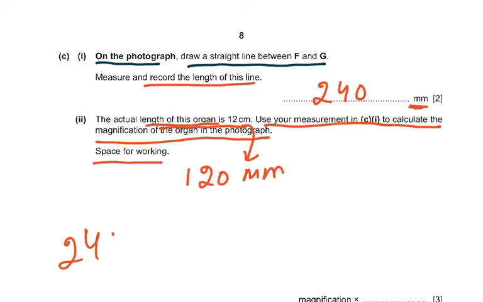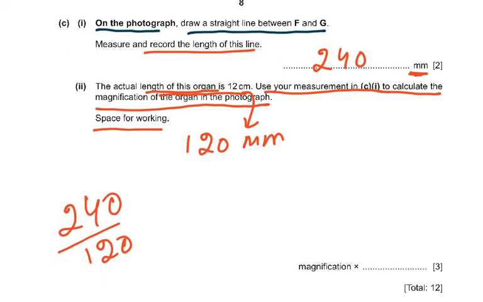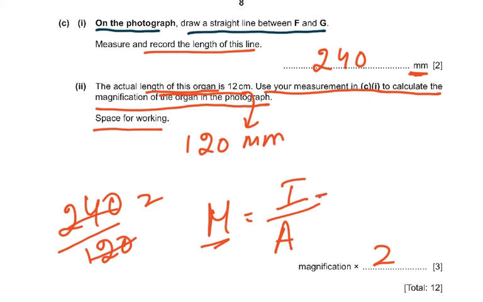So 240 divided by 120, and the magnification would be twice. So this would be 2 times magnified, because the photograph length is divided by the original. Magnification is what? What is the formula? It is equal to image over actual. So image was the photograph, which was 240, and the actual was 120. So the answer is 2. So it was magnified 2 times.